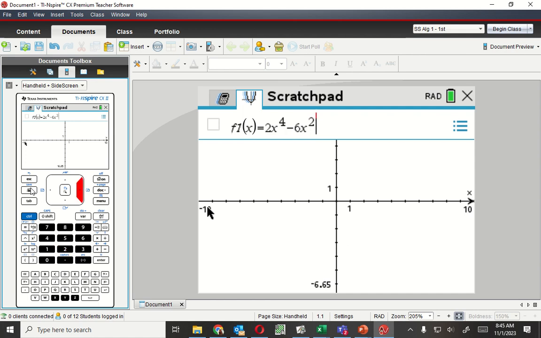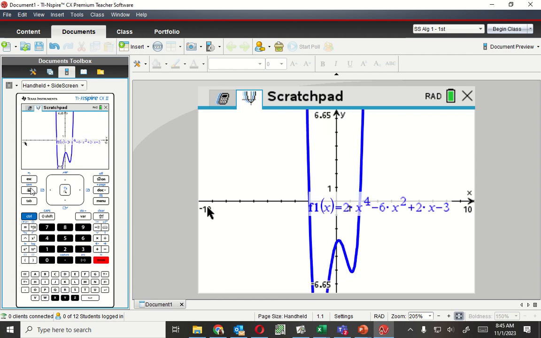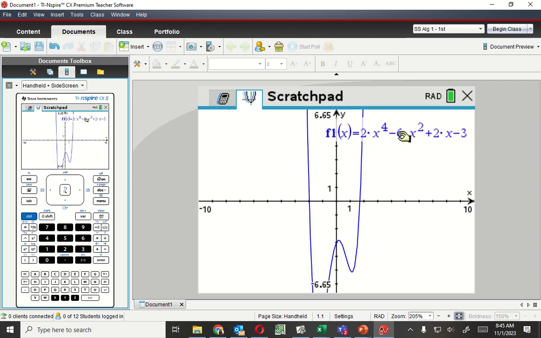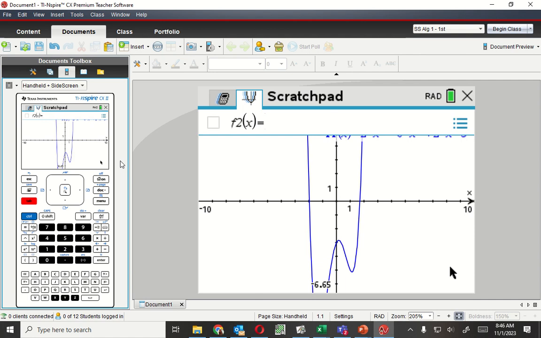Minus 6x squared plus 2x, and then minus 3. There's my function. It's in blue. Now, if you look, the x value is 1 right here, right? The x value is 1, so it's going to be down here somewhere, right? Okay. So let's go ahead, and all you have to do is hit tab, and we're going to enter the next equation. And that is going to be the equation of the tangent.